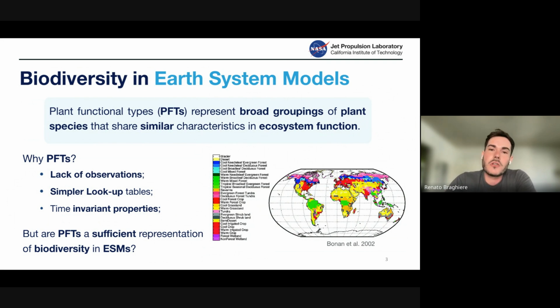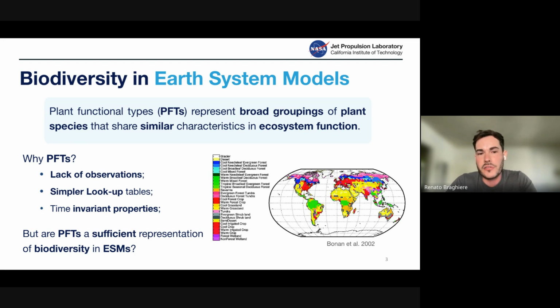Plant functional types are this representation of broad groupings of plant species that share similar characteristics in ecosystem function. And why do we use PFTs nowadays? Well, PFTs made sense in the beginning of the land modeling effort because we lived in a very data poor world. And so we lacked observations of all the variables needed to represent within-grid-cell heterogeneity. But not only that, PFTs are useful because they simplify our lives, really.